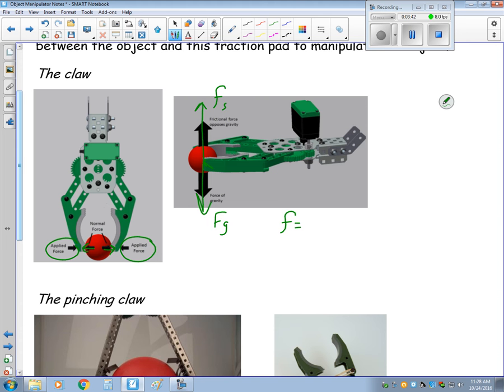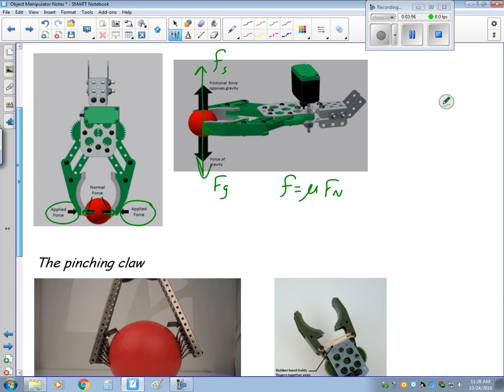So when we go to calculate the friction, we just have to know the coefficient between the object and the claw, and times it by the normal force. So to get that normal force, then we have to have the applied force. It would be the same thing. So this friction would equal the coefficient times that applied force supplied by either a motor or some sort of elastic bands or some other mechanism like that.